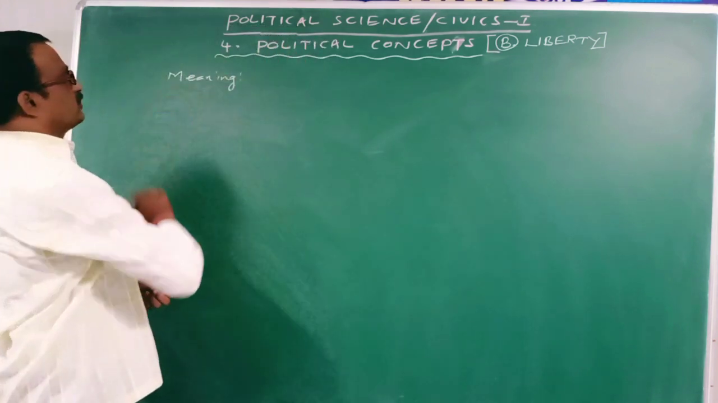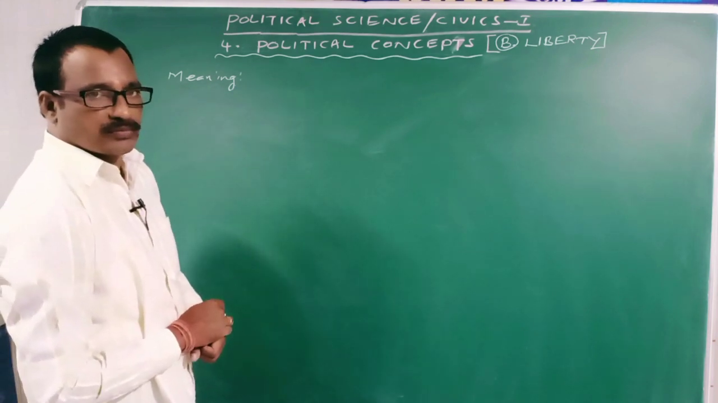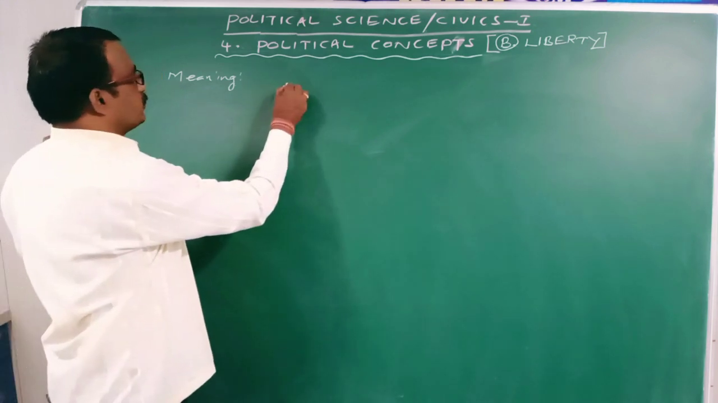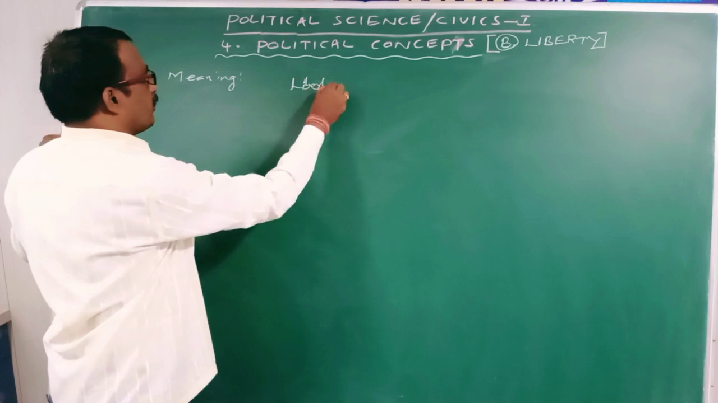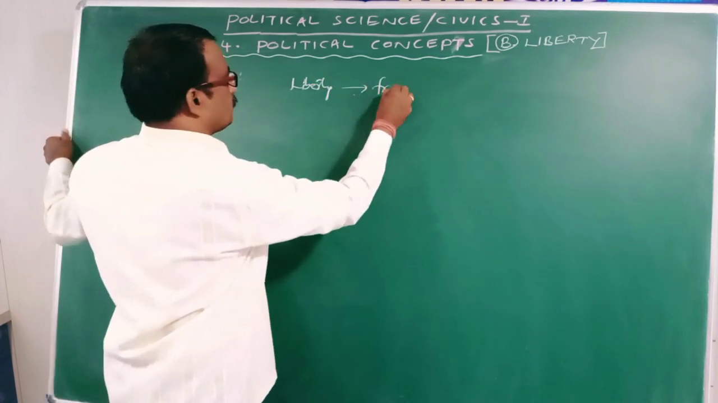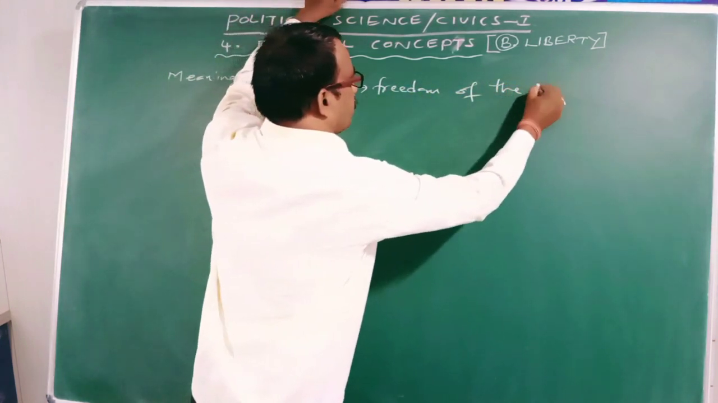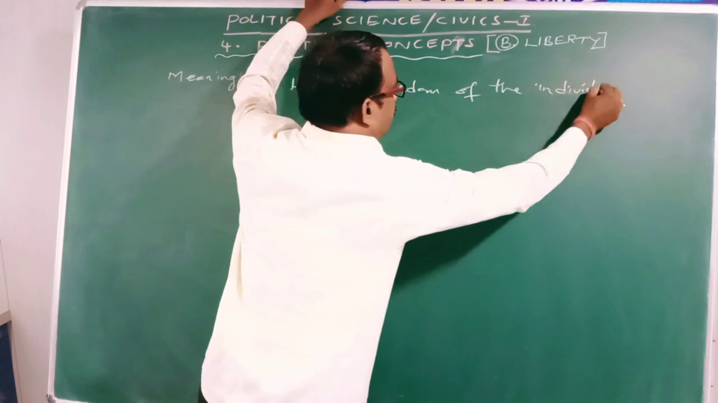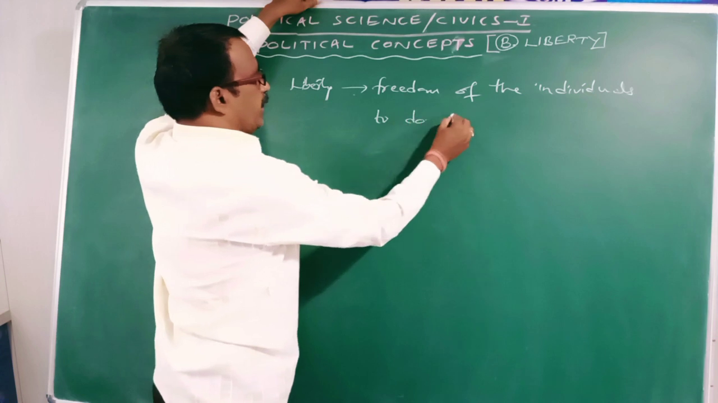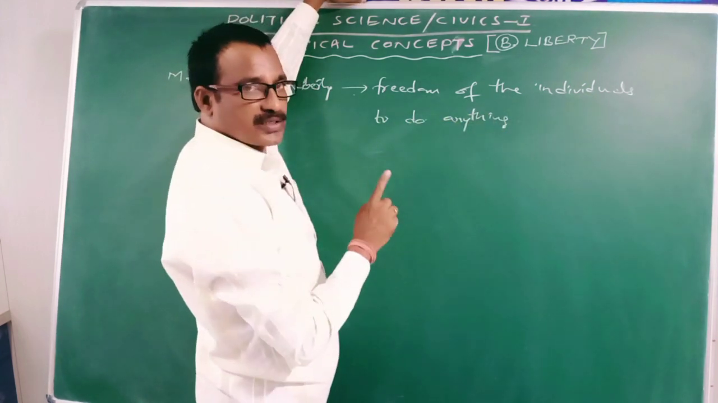So what is the general meaning of liberty? We know liberty means freedom of the individuals. Liberty is the freedom of the individuals to do anything but that does not harm others.